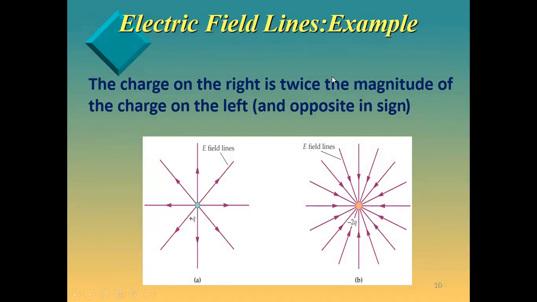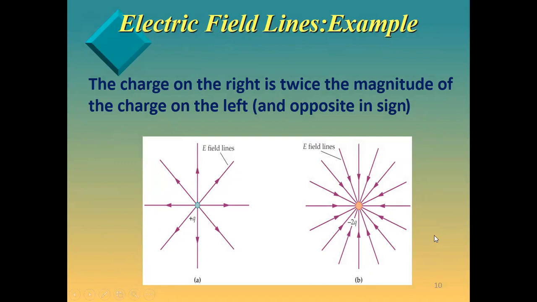Example about field lines proportional to the amount of the charge. As we can see here, we have two charges. One of them is positive. How can we know that this charge is positive? Because the field lines are moving away from the charge, and for the second charge, the lines are moving toward the charge. In this case, this one is positive and this one is negative.